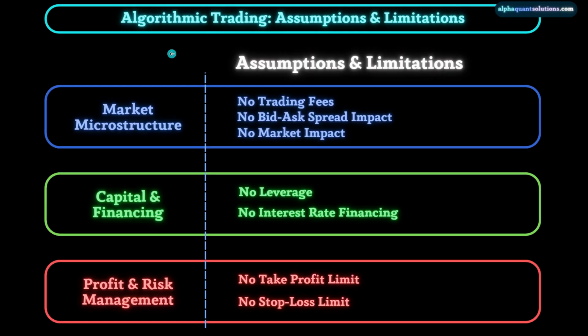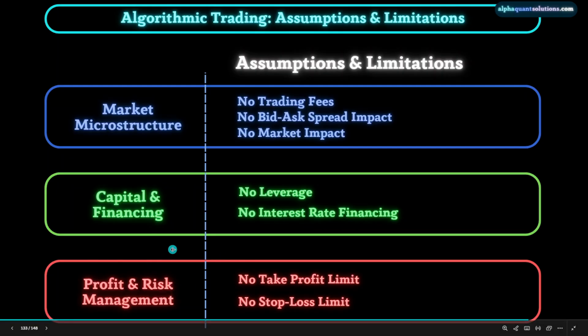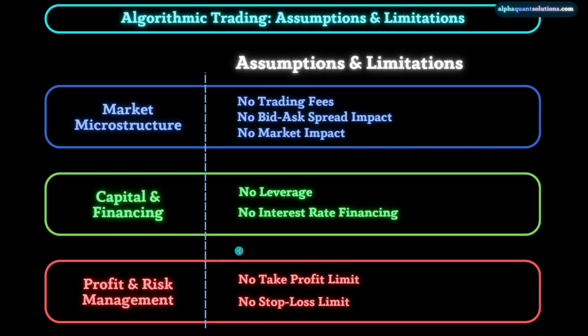Now, before presenting the algorithmic trading performance, let's first review and quickly discuss the various assumptions and limitations that we have embedded in this algorithm. First, from a market microstructure perspective, there are no trading fees accounted for, no bid-ask spread impact, and no market impact in the results that we will show. Also, from a capital and financing point of view, as we mentioned earlier, there is no leverage and also no interest rate financing.